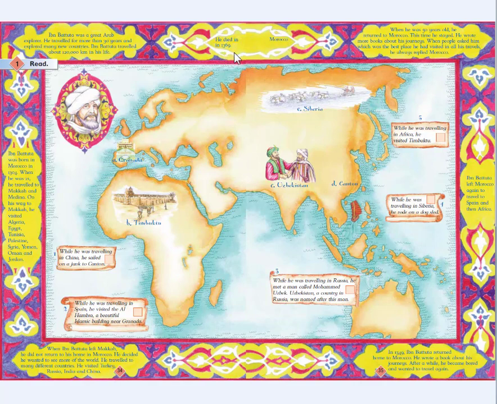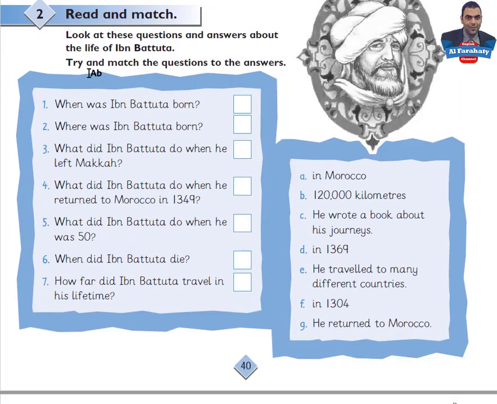This is Ahmed's project about Ibn Battuta. Now let's look at activity 2 on page 40 of your skills book. Then we will come back to match these texts to the pictures. Activity 2. Read and match. Look at these questions and answers about the life of Ibn Battuta. Try and match the questions to the answers.